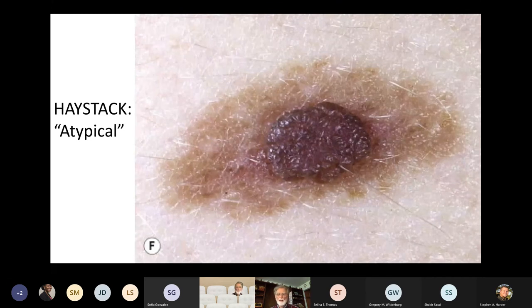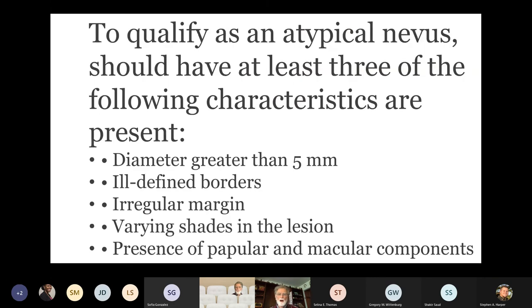Atypical nevi. So now we're not dealing just with junctional, compound and nodular. Now we've got something else going on. It's a genetic predilection for some of these nevi cells to become more complex. And when they become more complex, then you run into the problem of differentiating them from melanomas. So what is an atypical nevus? It has to be greater than 5. There's irregular borders, irregular margins, the same kind of red flags that we have for melanomas, varying shades, so variegated.